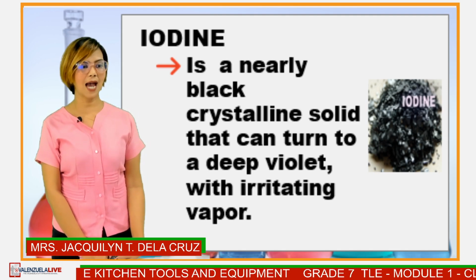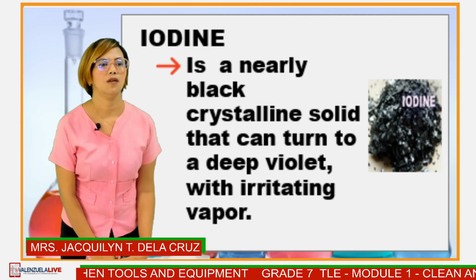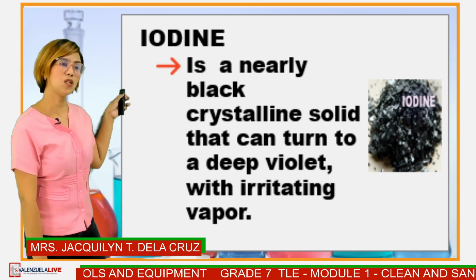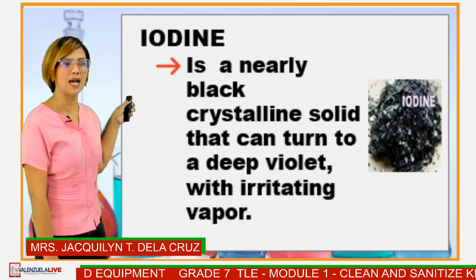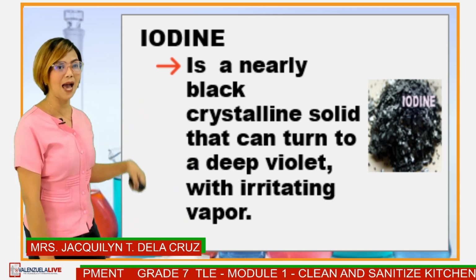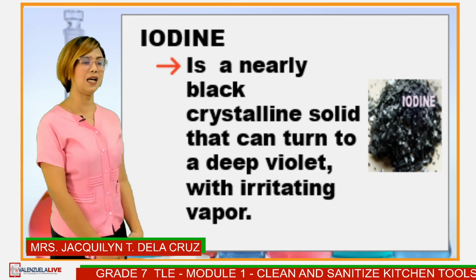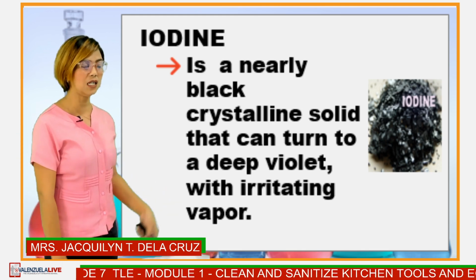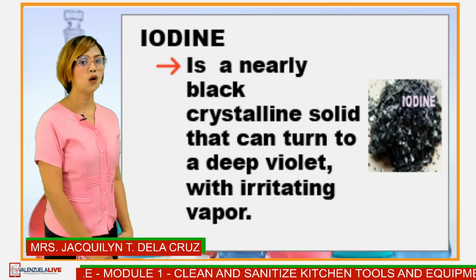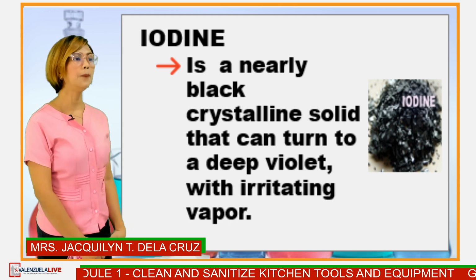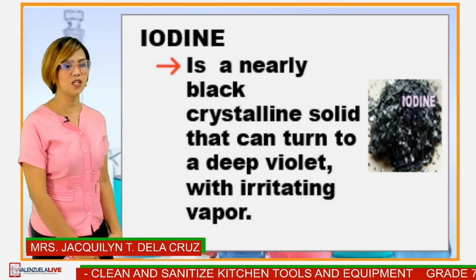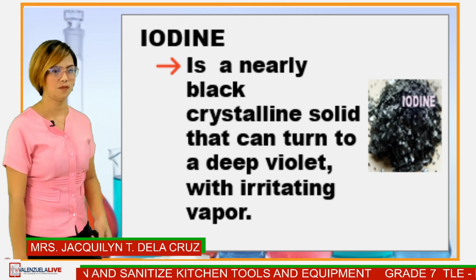Next is iodine. It is one approved chemical for sanitizing. Iodine is a nearly black crystalline solid that can turn a deep violet with irritating vapor. Commonly known ingredients for povidone iodine, which is used as an antiseptic.